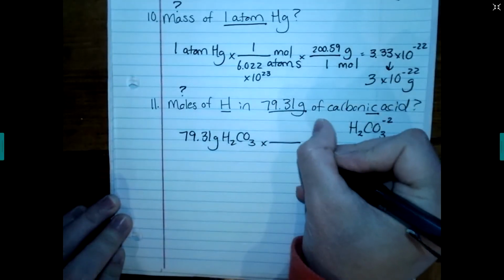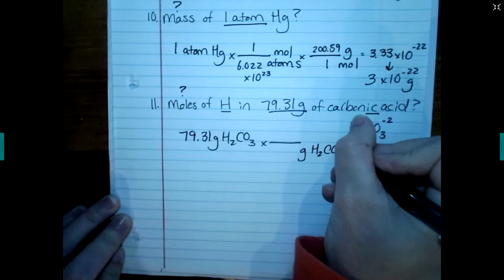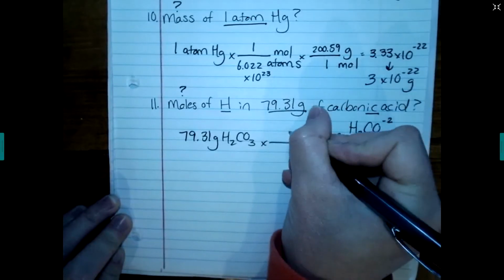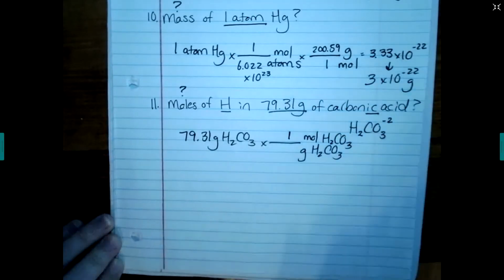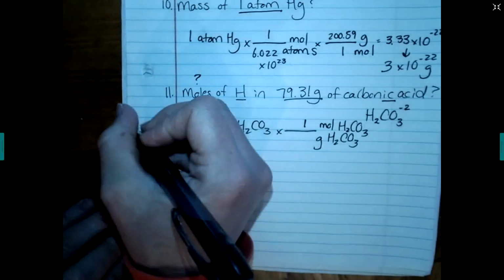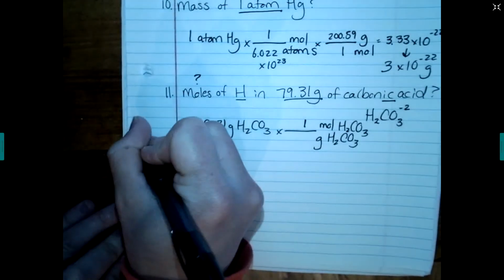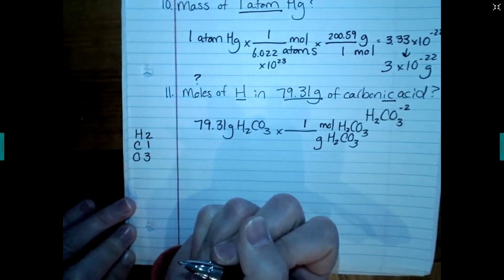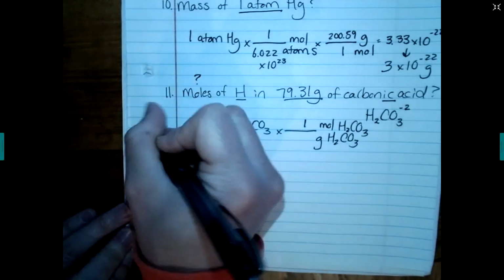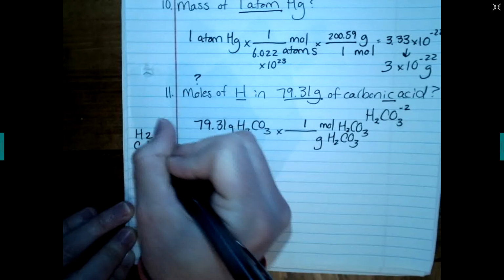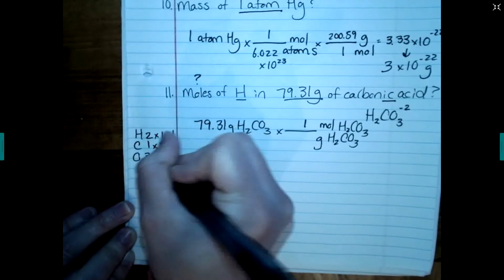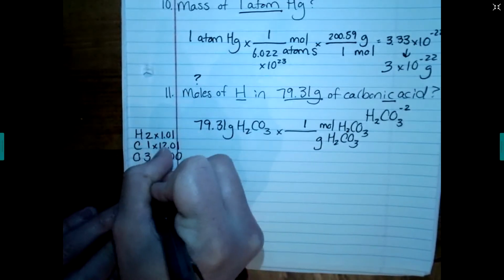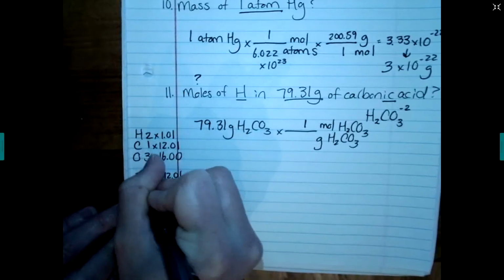Canceling out grams, I'm going to move grams of carbonic acid to the bottom, moles of carbonic acid to the top. 1 goes next to mole, and I'm going to have to find carbonic acid's molar mass. 2 hydrogens, 1 carbon, 3 oxygens. We've used all of these already, so I'm going to go ahead and just fill in those molar masses. Hydrogen is 1.01, carbon is 12.01, and oxygen is 16. So we end up with 2.02 plus 12.01 plus 48.